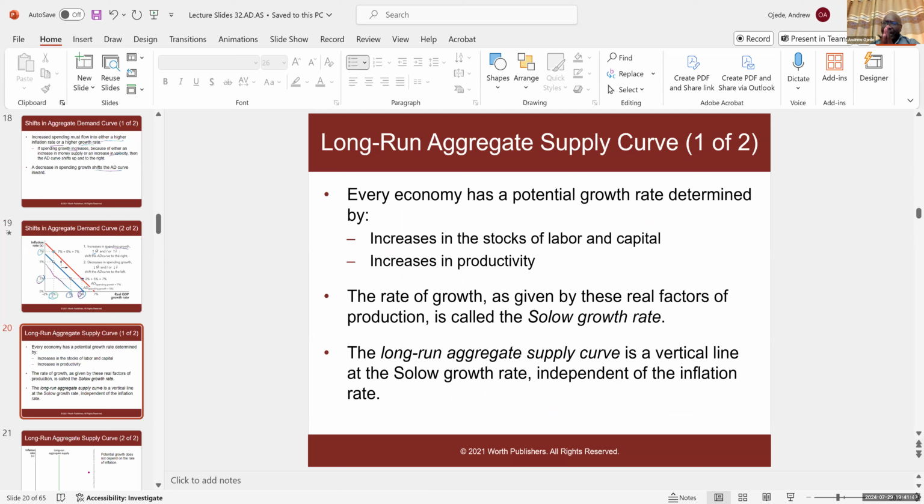Okay, so every economy, whether it's the UK economy, the United States economy, the Chinese economy, Canada or Australia, has what we call a potential growth rate. Potential means that the economy has already exhausted all its available factors of production, and factors of production are things like capital, labor, technology.